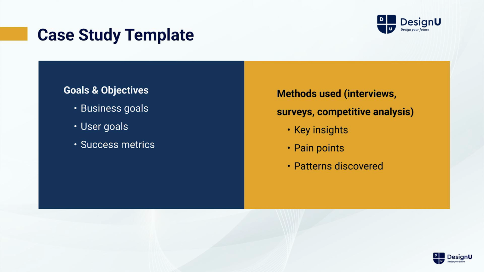Then you need to also capture the methods you used to arrive at information: interviews, surveys, competitive analysis. Then you have to also outline the key insights from these research methods that you used to arrive at information, the pain points you discovered, and the patterns that you also discovered.